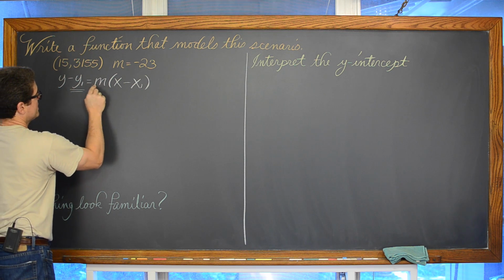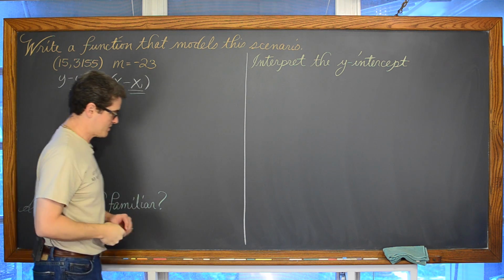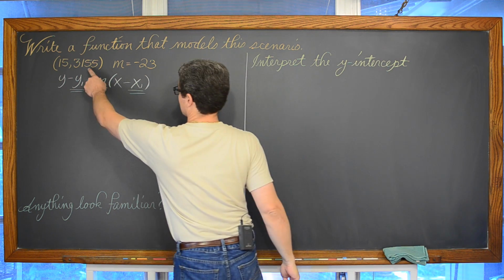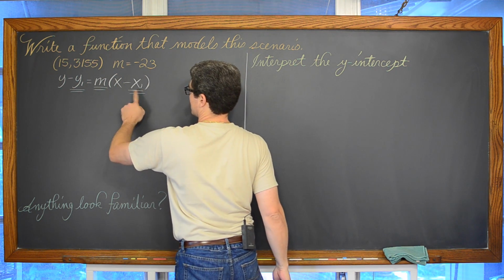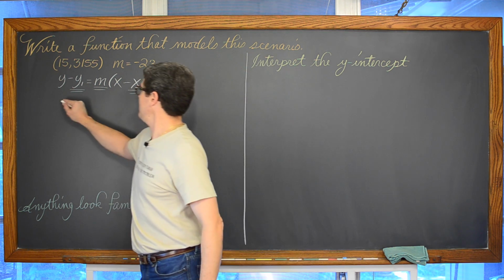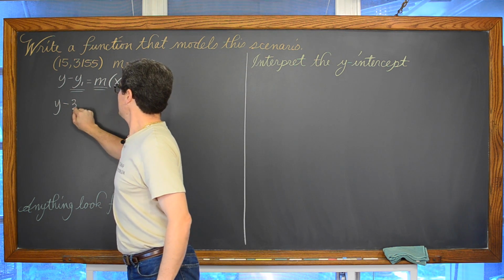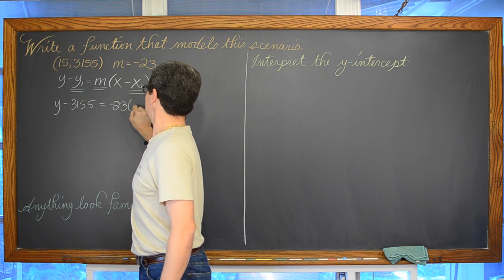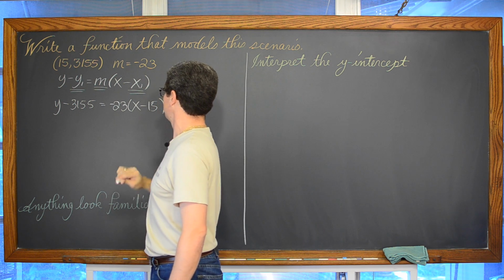And where we're going to put the points, I hope you already know this, but just reviewing in case you don't: the numerical values of the 1 point that we're going to use and the slope are going to go in for x sub 1, y sub 1, and m. So now we have y minus 3,155 is equal to negative 23 times x minus 15.